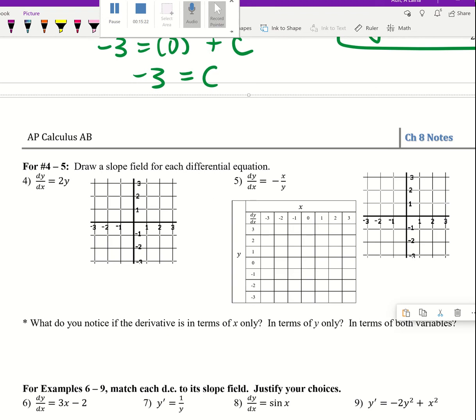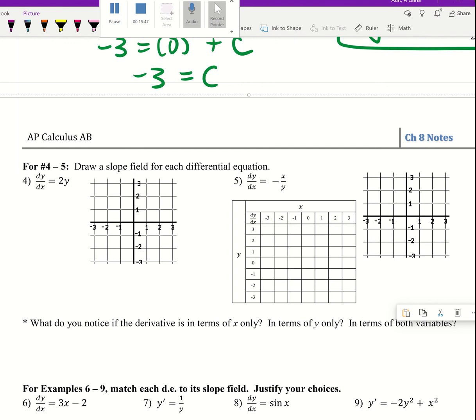So on these next ones, you're going to have an opportunity to practice this a bit. So first one, for number 4, draw a slope field for that differential equation. So maybe pause the video and give that a shot. When you're ready, you can restart the video. Okay, so what I'm going to do is go ahead and create some ordered pairs.